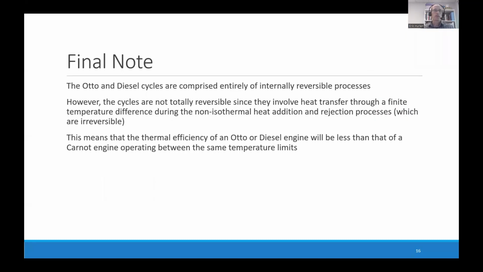One final note on these cycles. These are idealized cycles, where every process is entirely internally reversible. However, the overall process is actually not totally reversible. This is because they involve heat transfer over a temperature difference during both the heat addition and rejection processes, which are irreversible. This results in the efficiency of both Otto and diesel cycles being less than that of the Carnot cycle using the same temperature limits.